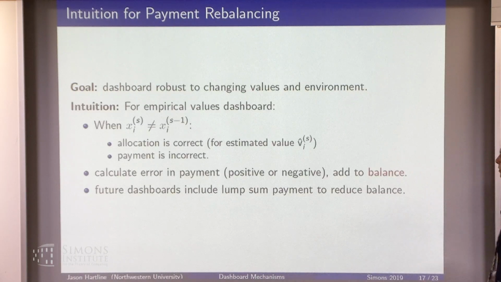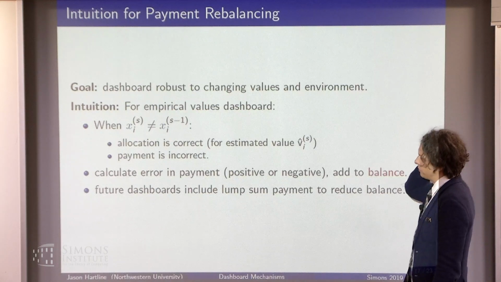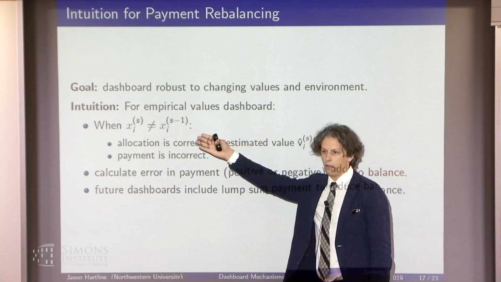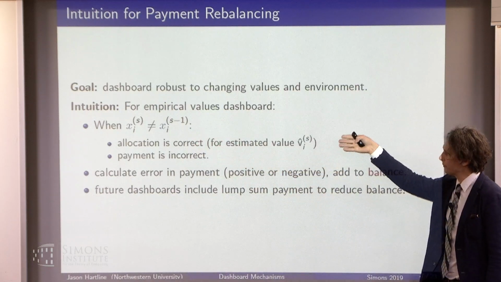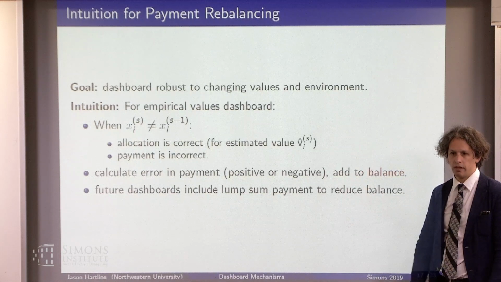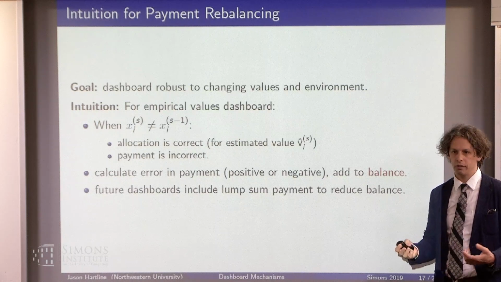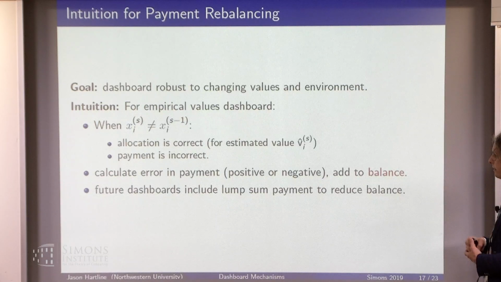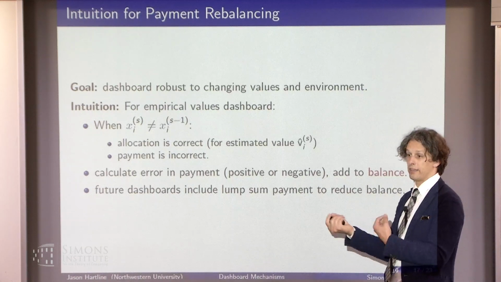Okay, and I already gave you the idea for this. Basically, the intuition is, well, if my allocation rule is changing across rounds, then my payments might be incorrect when I publish the wrong dashboard. Let's keep track of how incorrect my payments are from the wrong dashboard. Add that to a balance, and let's make sure that I collect that balance eventually in the future.